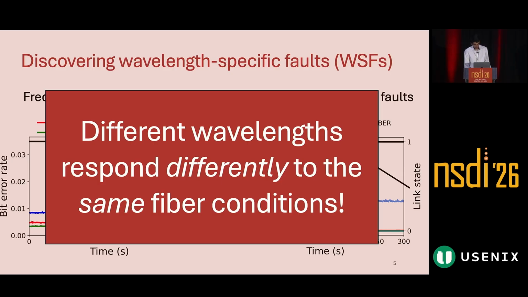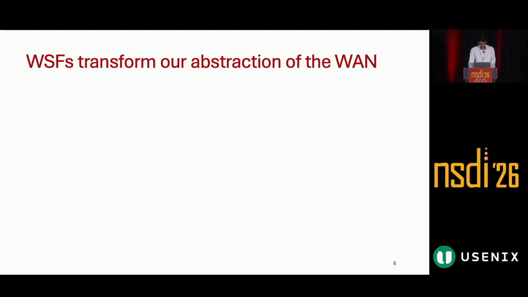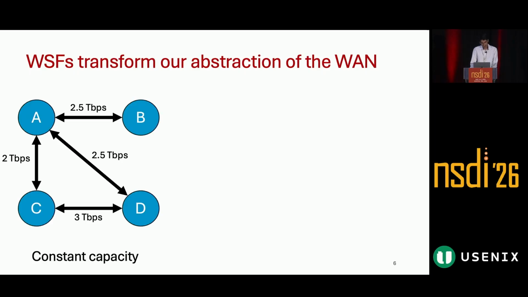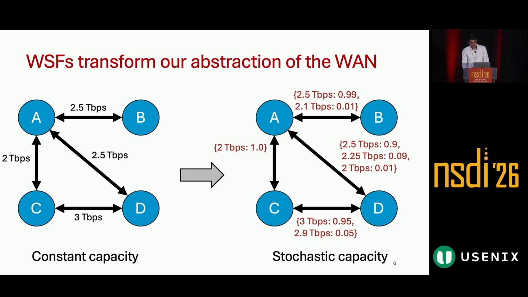And so the key takeaway of this is that different wavelengths respond differently to the same fiber conditions, what we call wavelength-specific faults. You have links that are perceived as monoliths, but the link can actually exist in intermediate states because its constituent wavelengths behave differently. And these wavelength-specific faults change our abstraction of the WAN. Typically, we think of the WAN as a graph with data centers as nodes and links as edges with a fixed capacity. However, with wavelength-specific faults, edges now become discrete random variables that exhibit stochastic capacity, like the graph shown on the right.